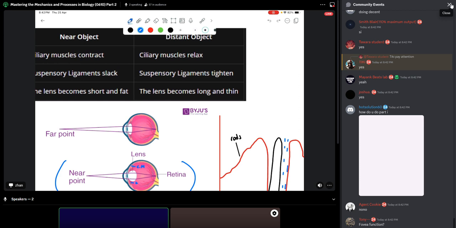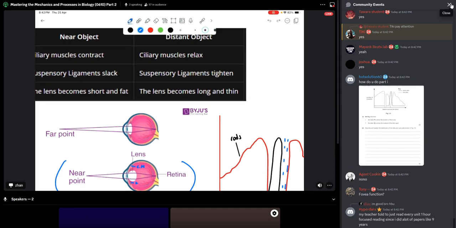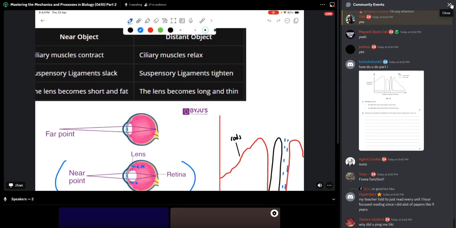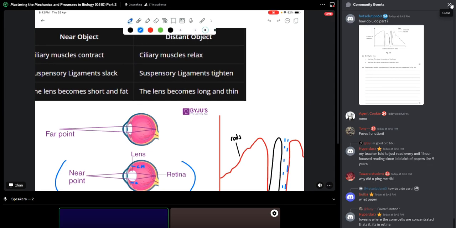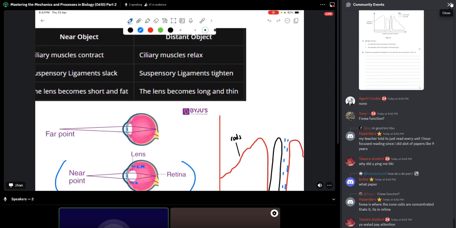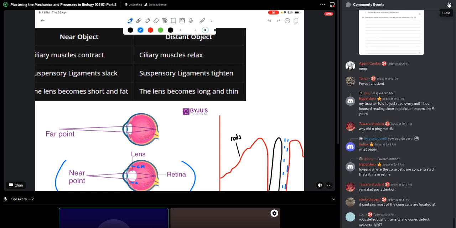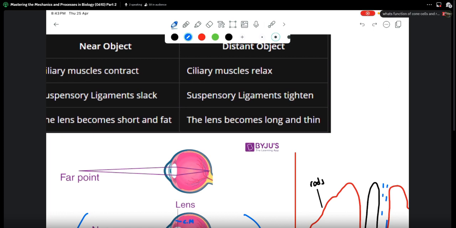All right, awesome. What's the function of the fovea? The fovea is basically the part of the retina where there are a lot of receptor cells which are very tightly packed together. So that fovea is very important so that you can see color vision. A lot of the cone cells are located there. That's why when we have no fovea, we are unable to see color. So the rods detect light intensity and cones detect colors. Correct. So make sense?